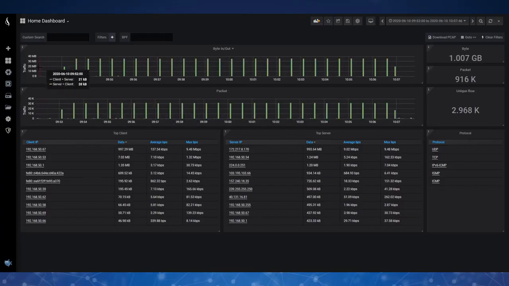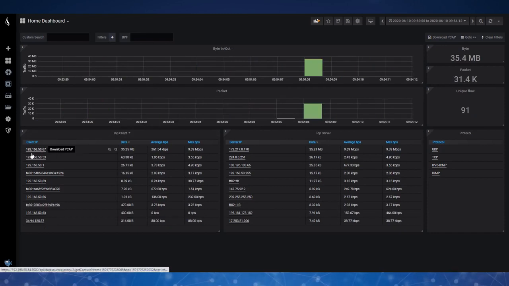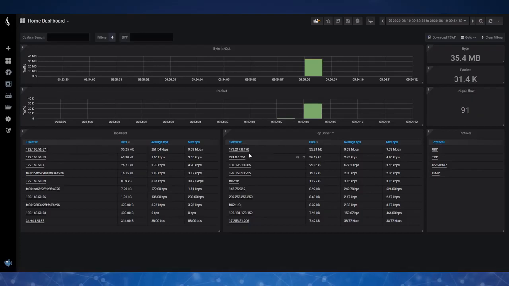And there it is. You can see 35 meg spikes here. And I just want to look at one of them for now because I don't want to look at a whole gig of traffic. So there's one, and I can see the traffic is going from this particular device to this server here.